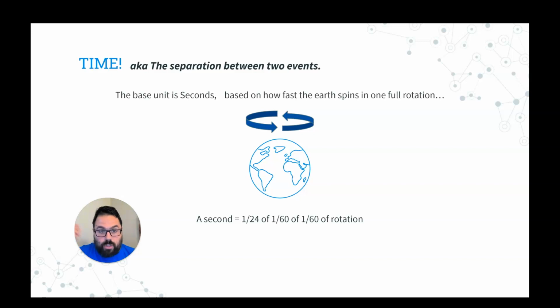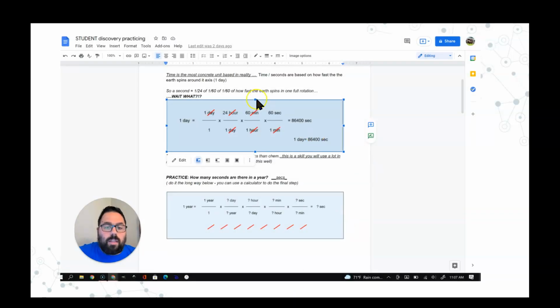So we're going to practice going through these different conversions through time in your worksheet. So click over to that right now, and I'm going to show you why 1 second is 1/24th of 1/60th of 1/60th. And the worksheet should look like this. So I'll see you there in a moment.